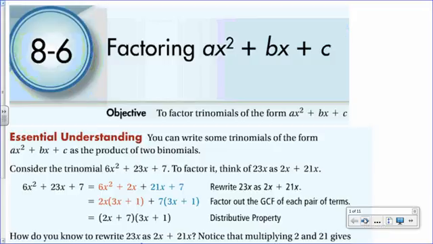We have 8.6 factoring again. We do have an objective right here. Like always, raise your hand if you need the video paused so you can catch up, but I'm going to keep on moving quickly along here.